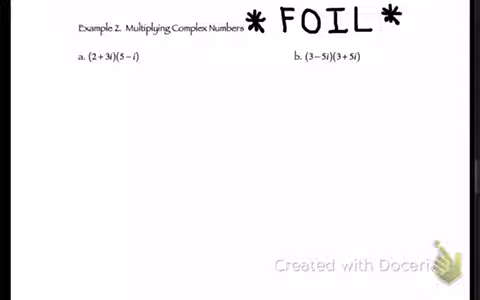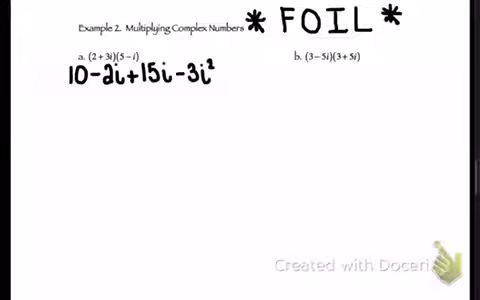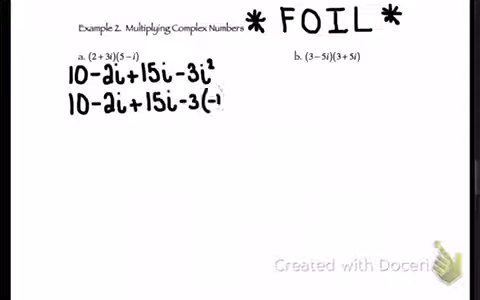So let's get some practice with that. Take a look, letter A. If I were to FOIL that, first, outside, inside, and last, I would get 10 minus 2i plus 15i minus 3i squared. Remember, i times i is i squared. From here, we can simplify. Remember that we know i squared is equivalent to negative 1. So I have replaced i squared with the negative 1.